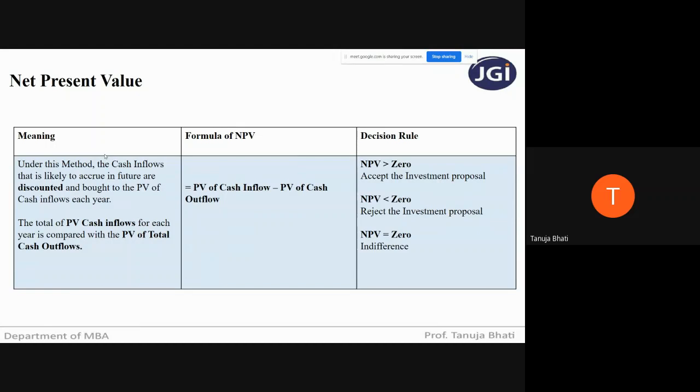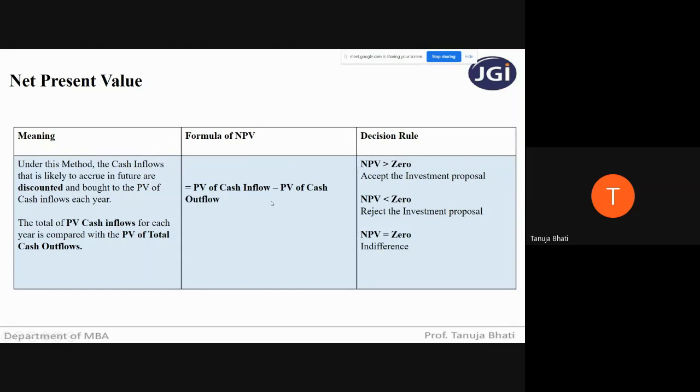Net present value will help you to find out the present value of cash inflows, and that is going to be compared with the present value of cash outflows. Then you will take a decision: if the inflows are more than the outflows, you accept the proposal. If the inflows are less than the outflows, you reject the proposal. And if the PV of cash inflows is equal to the PV of cash outflows, then you're indifferent, that is, either you accept it or you reject it. The formula for NPV, again I'm repeating: PV of cash inflows minus PV of cash outflows.